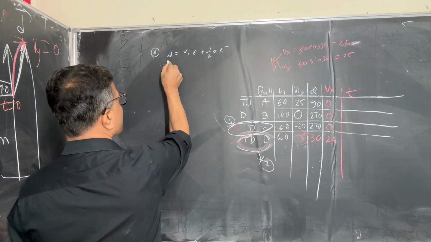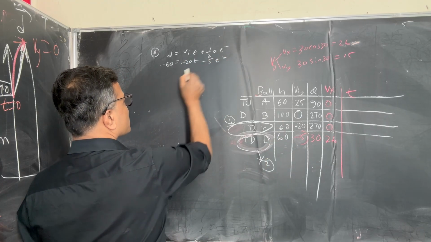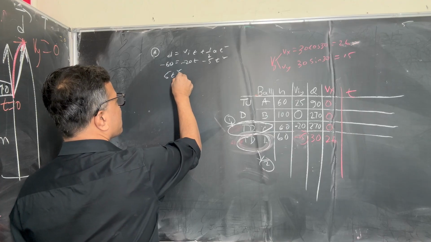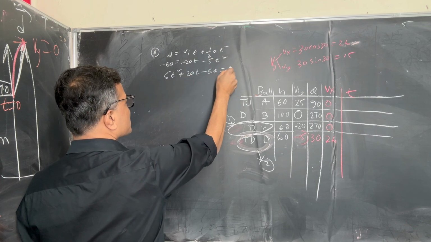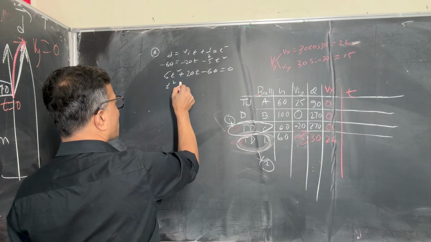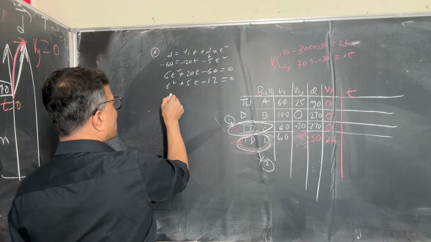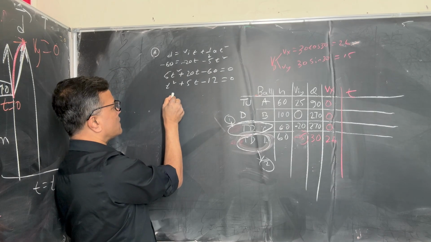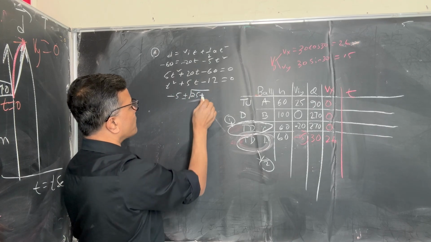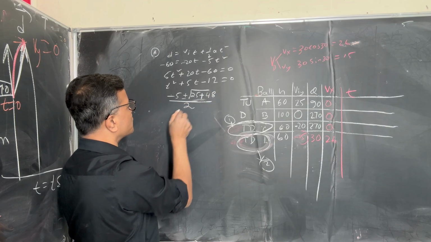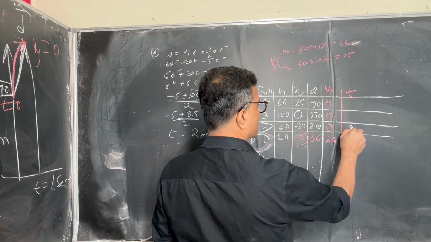D is 60. Initial velocity is negative 20t minus 5t squared. So you have 5t squared. This is negative 20, so positive 20t minus 60 is equal to 0. So t squared, you divide everything by 4, plus 5t minus 12 is equal to 0. So you do the quadratic formula. So you write minus 5 plus or minus the square root of 25 plus 48, divided by 2. T is equal to about 2 seconds. So this takes t equal to about 2.3 seconds.